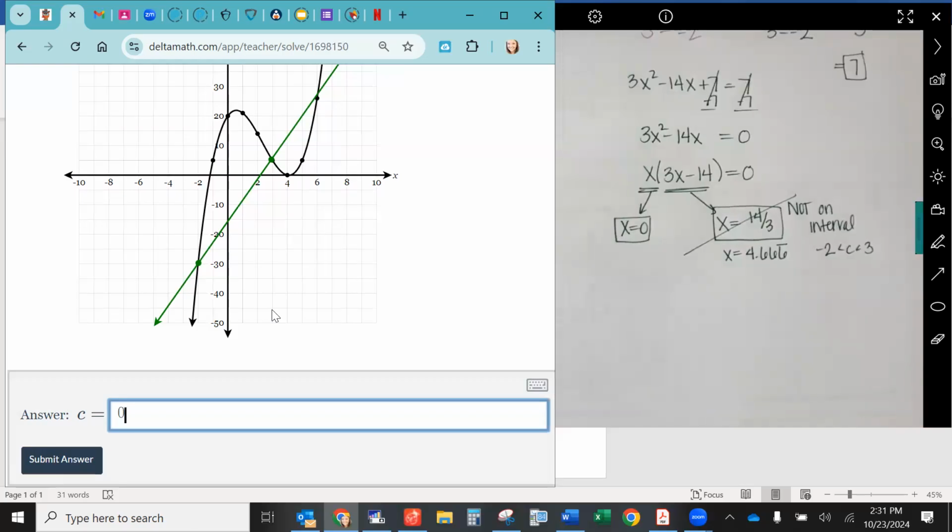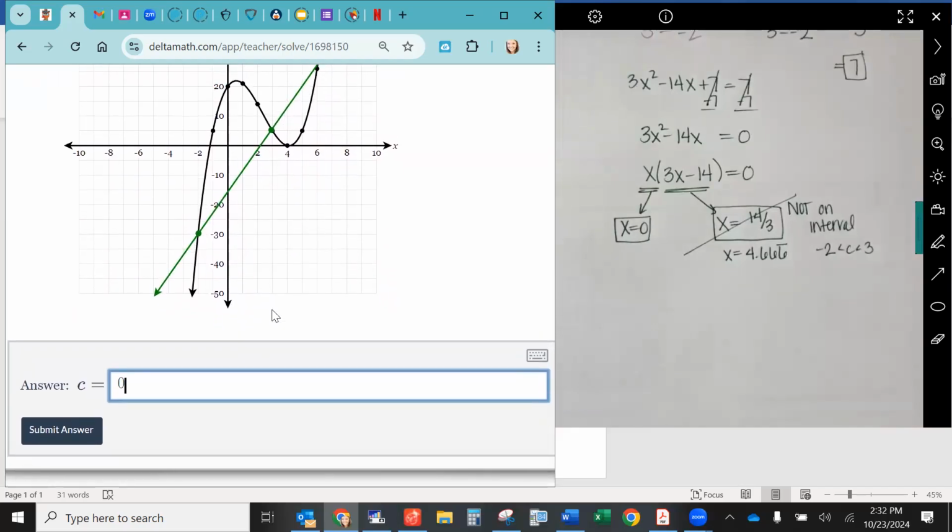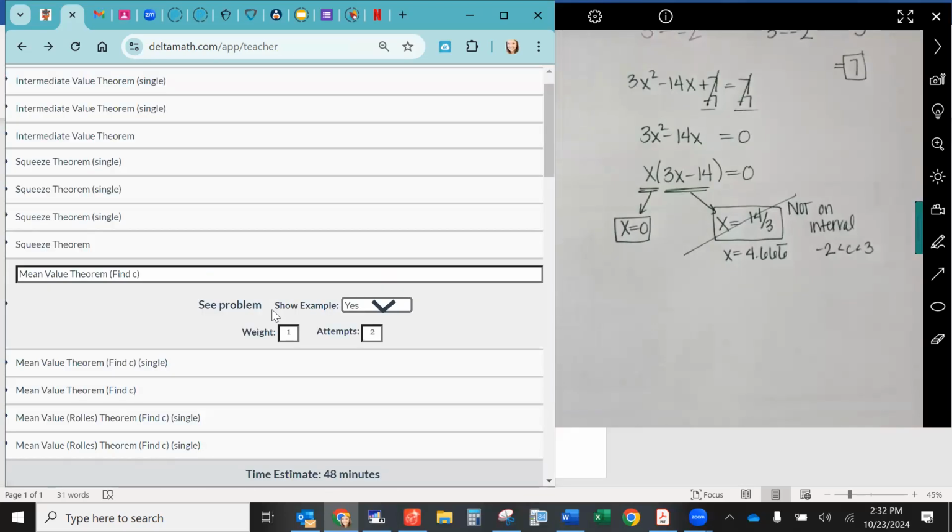Okay. Do you want to do a roll or are you done? You want to do it? All right, let's do, I think the very last two are rolls. Let's do the very last one.